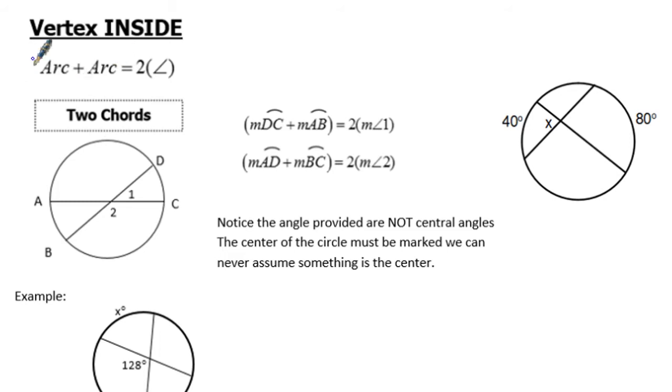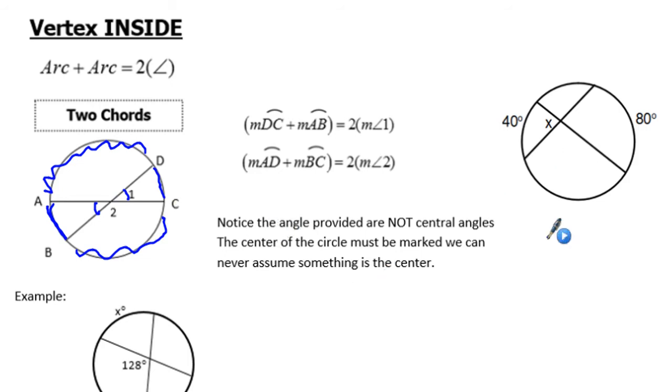So the formula that we're going to use for that is arc plus arc is equal to 2 times the angle. For this particular example here, I could say arc DC and arc AB are going to equal 2 times the measure of angle 1. So essentially we're looking at the vertical angles here. If you remember, vertical angles are when there's an X and it's the two angles that are across from each other. I could also say that arc AD, which is up here, plus arc BC is equal to 2 times angle 2, because that's sort of the ice cream cone that's catching arc BC.